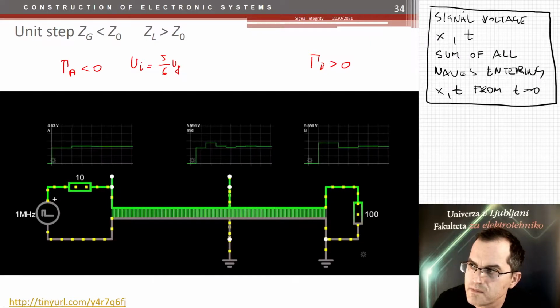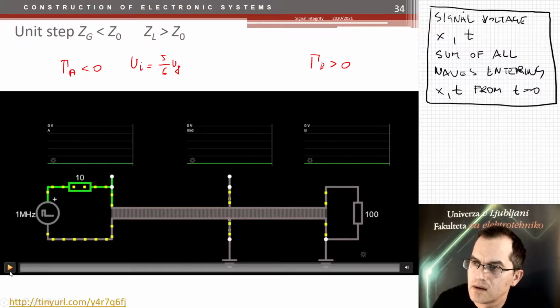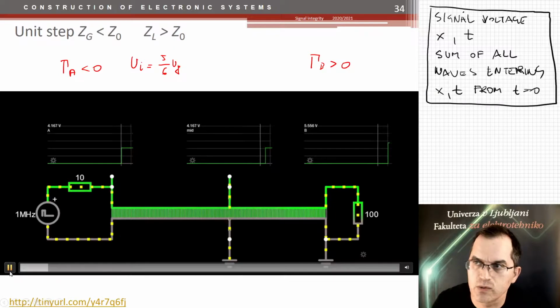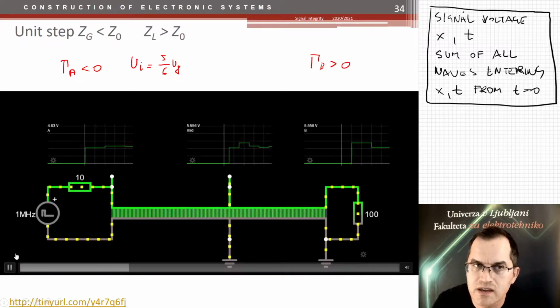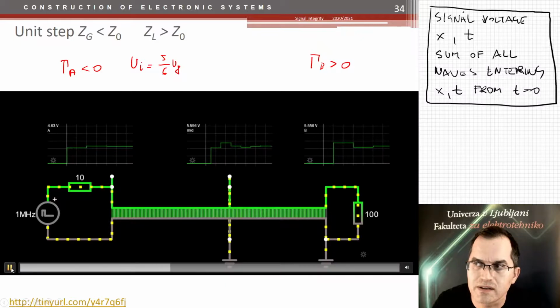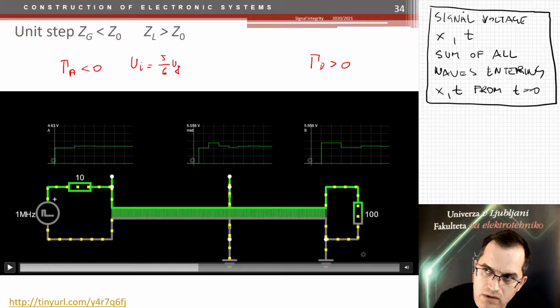Okay, let me stop now. Doesn't hurt if I show it twice, does it? So what you see here is sort of bouncing again. Okay, so what do we have? We have quite large initial voltage. That's that one here that travels along the line. That one here is in the middle, and this is at the end.